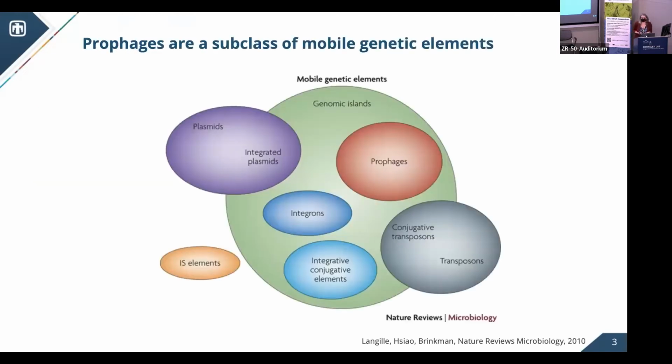I don't think this audience needs this introduction, but it's to remind me to tell you that our software actually finds genomic islands, which are this larger class of which prophages are a subset of. So we look for everything that has an integrase, and then we call prophages based on their genetic content.